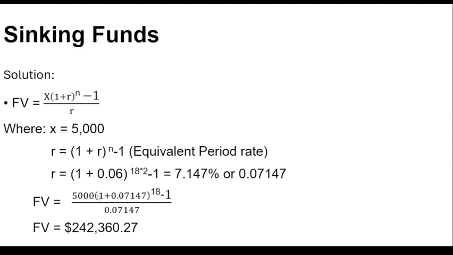So we have 5,000 bracket open 1 plus 0.07147 bracket close raised to the power of the number of years, which is 18, minus 1, all divided by 0.07147. And that will give us a future value of 242,360.27. All right, so that is what we have for simple interest and compound interest and their application to sinking funds.